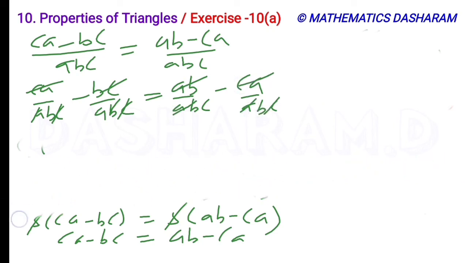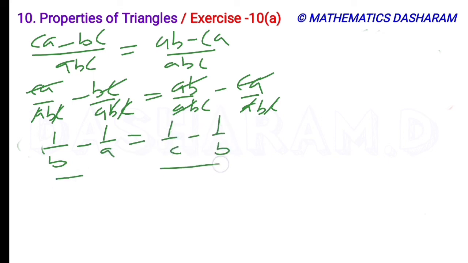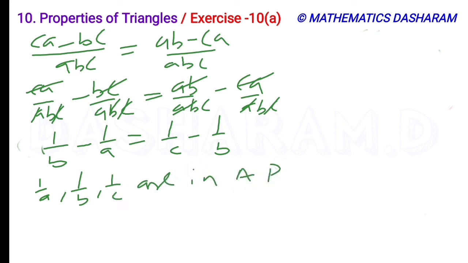Then 1/B − 1/A = 1/C − 1/B. So what is the meaning of this? 1/A, 1/B, 1/C are in arithmetic progression, because the first difference is 1/B − 1/A, and the second difference is 1/C − 1/B. Both are equal. So that means they have a common difference.